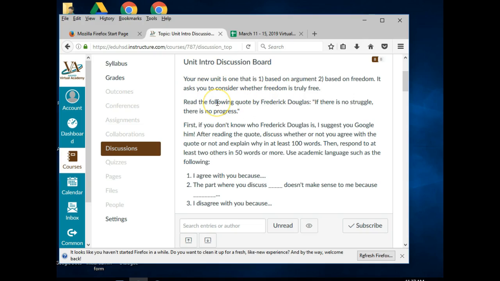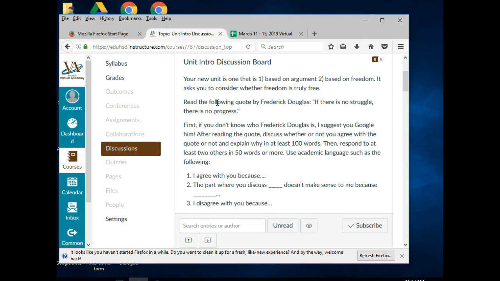So, you're going to read the following quote by Frederick Douglass: "If there is no struggle, there is no progress." So think about what he's saying. If there is no struggle, then there is no progress, okay? First, if you don't know who Frederick Douglass is, you should probably Google him, because you won't necessarily know how to respond to that quote unless you know who he is.